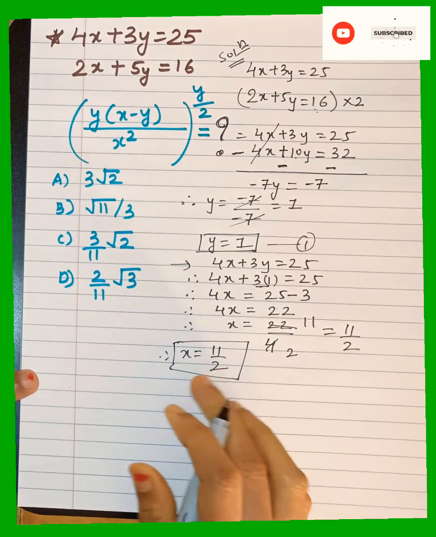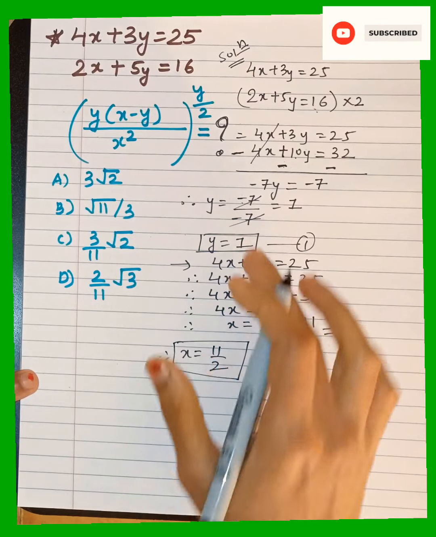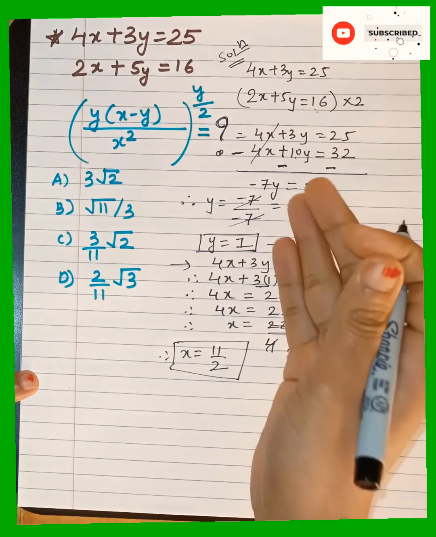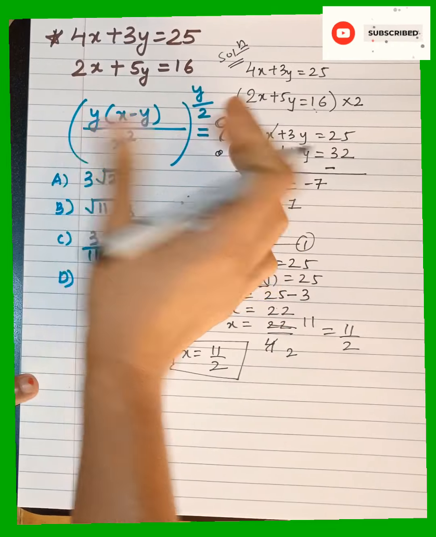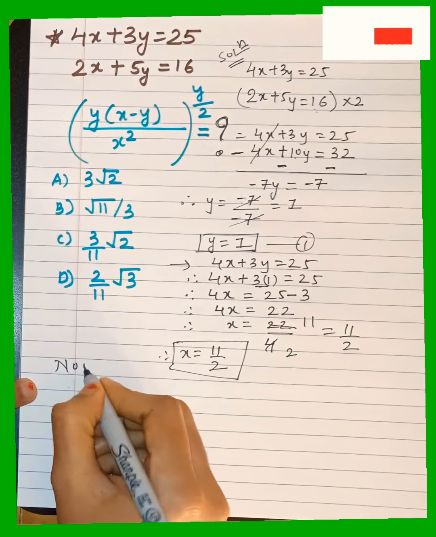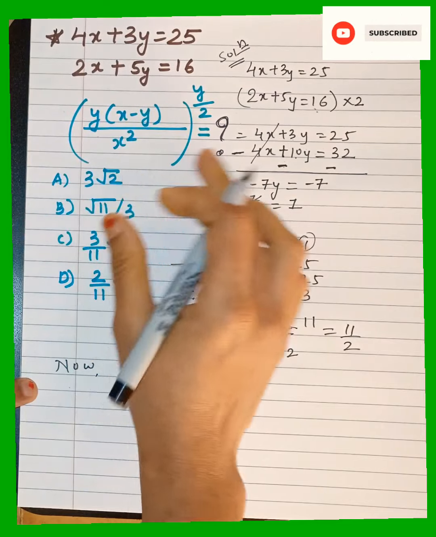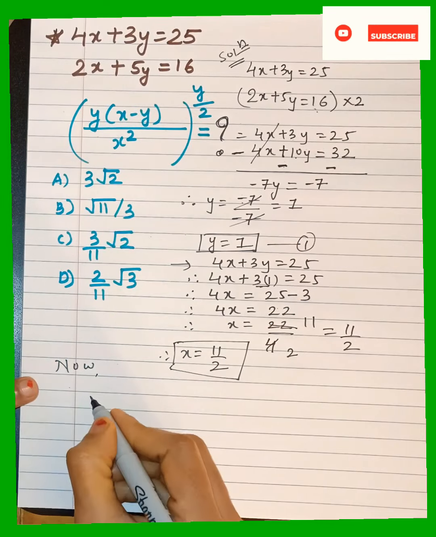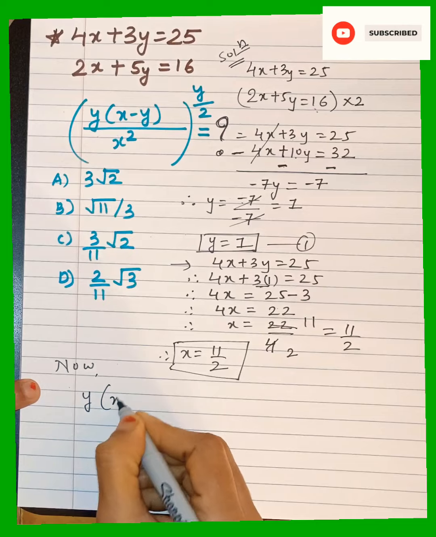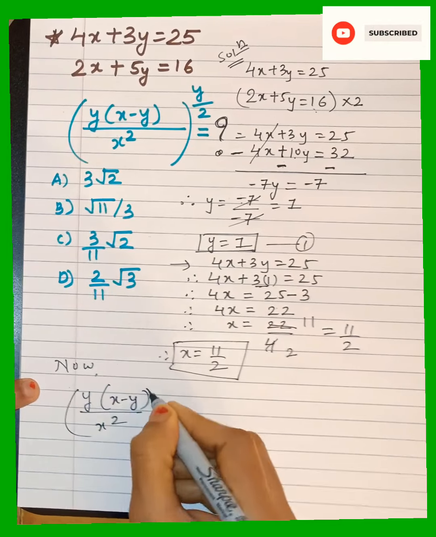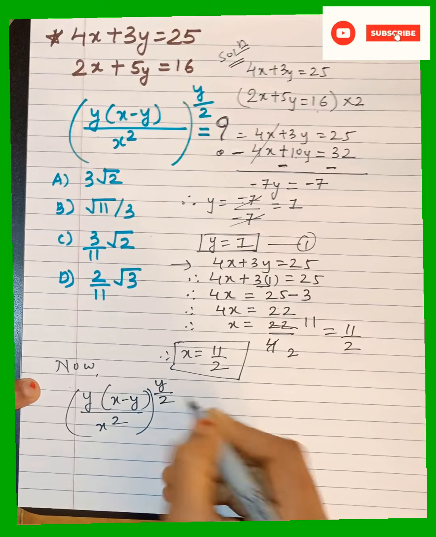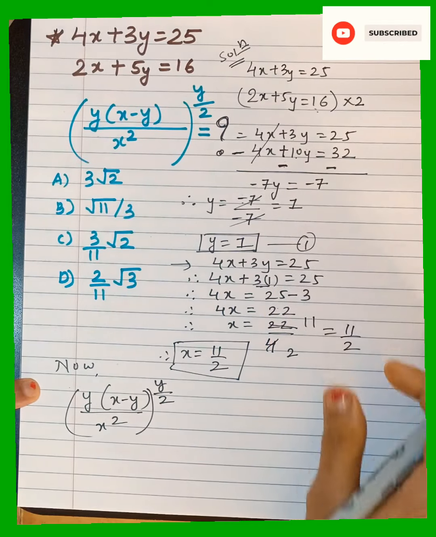So I got the value of x and I got the value of y. Both values I have. Now with the help of these two values, I can calculate the value of this whole part. So let's move ahead with that calculation. The expression is y into bracket x minus y upon x square, and this whole raised to y upon 2. So this is our expression and we want to find out the value of this.